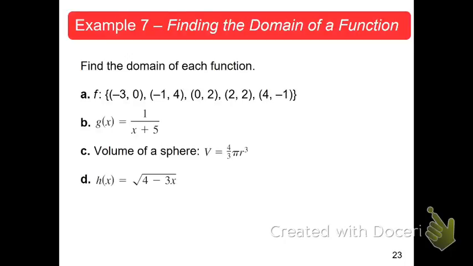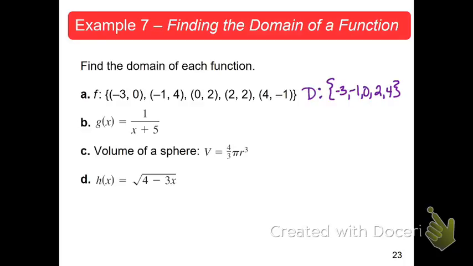Okay, so let's find the domain of each function. On A, we just have a list of ordered pairs. And we set our domain, then for a list of ordered pairs, we're just going to list our x values. So I have, what, -3, -1, 0, 2, and 4. That's my domain.